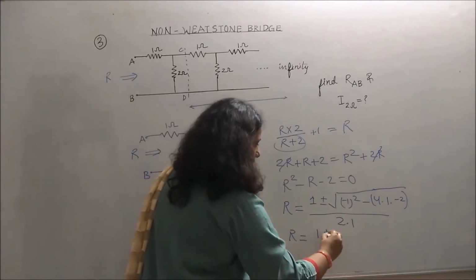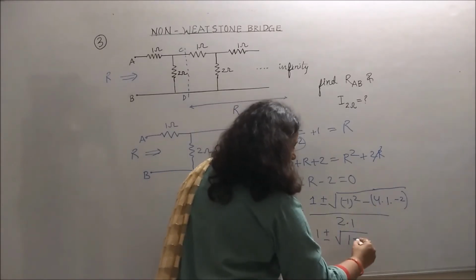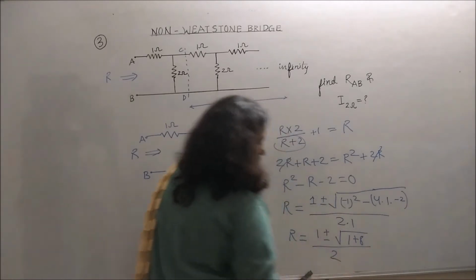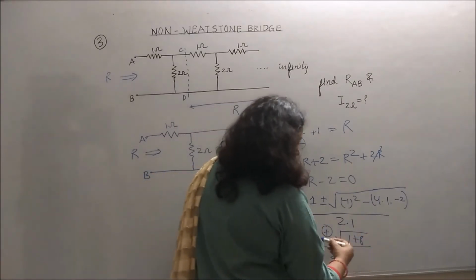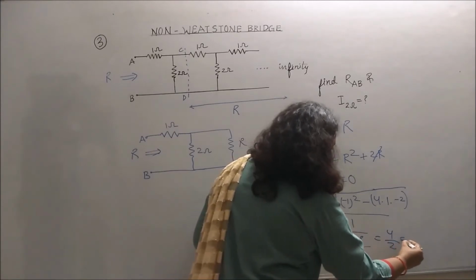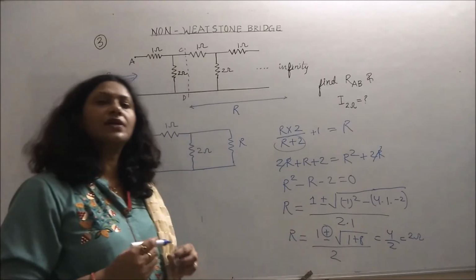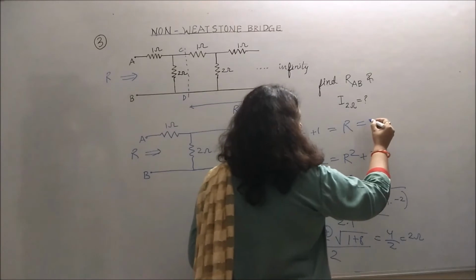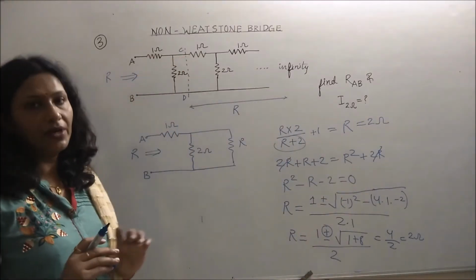So 1 plus or minus, here will come 1 plus 8, that is 9, under root, divided by 2. Take the plus sign first, that will become 1 plus 3, that is 4 by 2, which is equal to 2 ohm. Ignore the negative sign because resistance can't be a negative value. So your R equivalent comes equal to 2 ohm in case of such a combination.